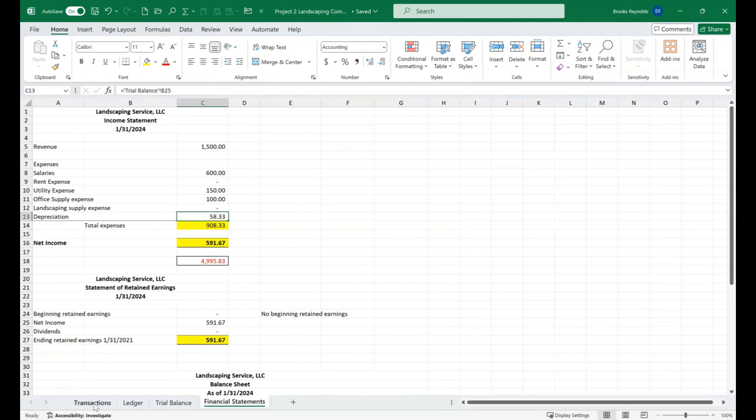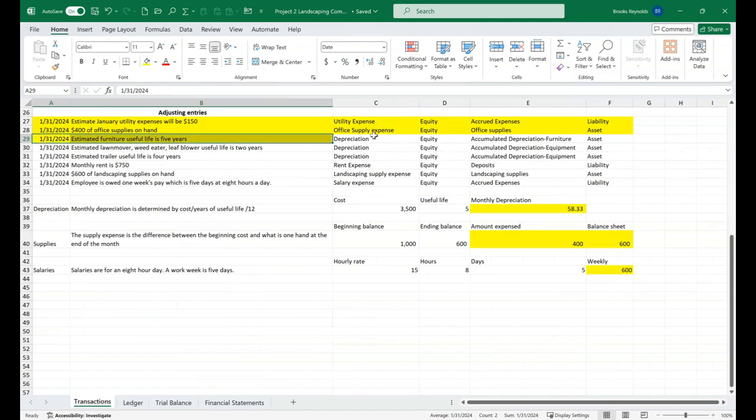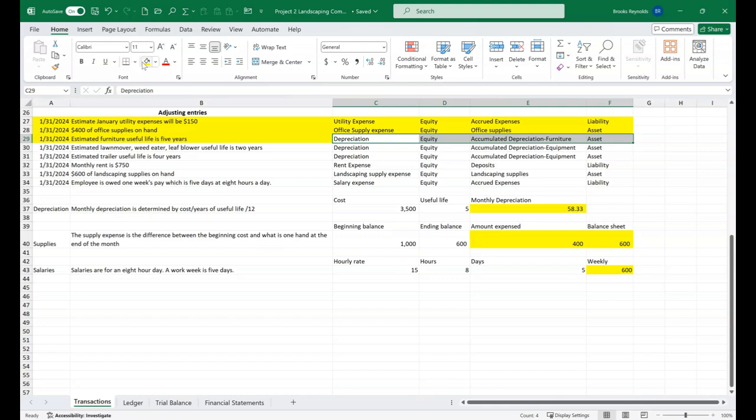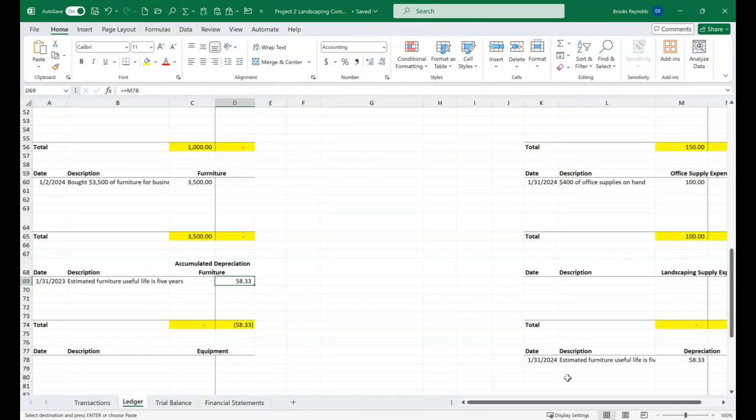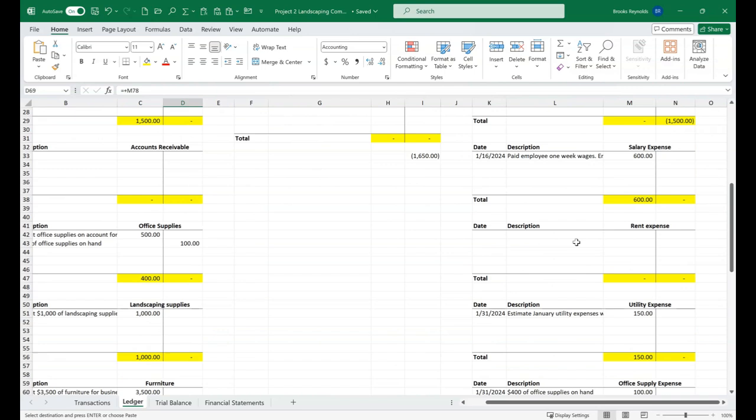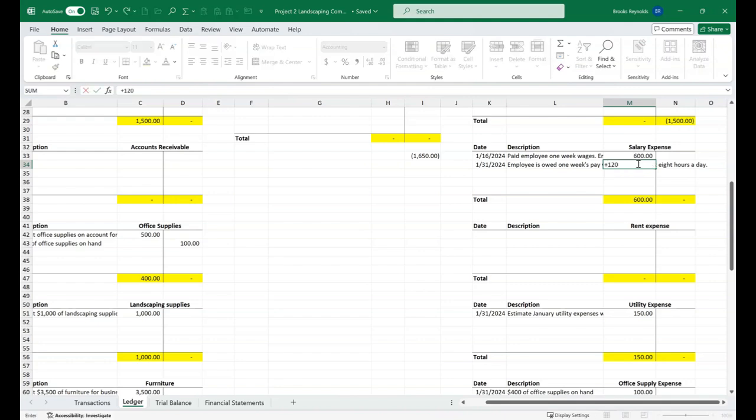And now we've got depreciation expense. You've got a couple other entries that you have to do. The last entry here is that you owe your employee 1 week's pay. So again, 1 week's pay is going to be $600. Salaries are for an 8-hour day, and a work week is 5 days. So you're going to have to accrue this expense. You're going to debit salary expense for a week's pay, and that's under the equity section, salary expense. And again, that's a week, so that's 120 times 5.